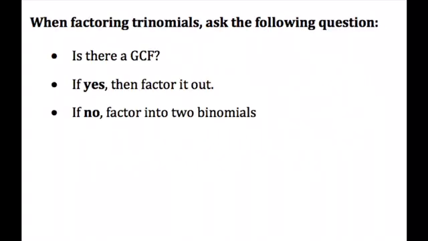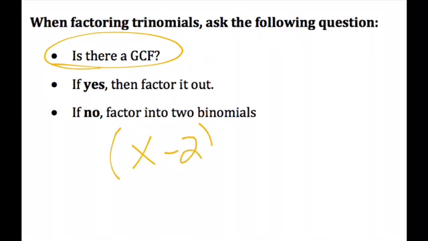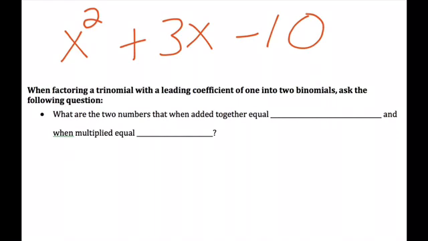Well, first of all, when we're factoring, we're always going to ask the following question. Is there a GCF? That's the first thing we want to do every time. If my answer is yes, then I'm going to factor it out like I did in lesson 11-4. If my answer is no, then we're going to factor into two binomials, just like we saw on the previous page. So where I'd have like x minus 2 times x plus 5. That would be two binomials.